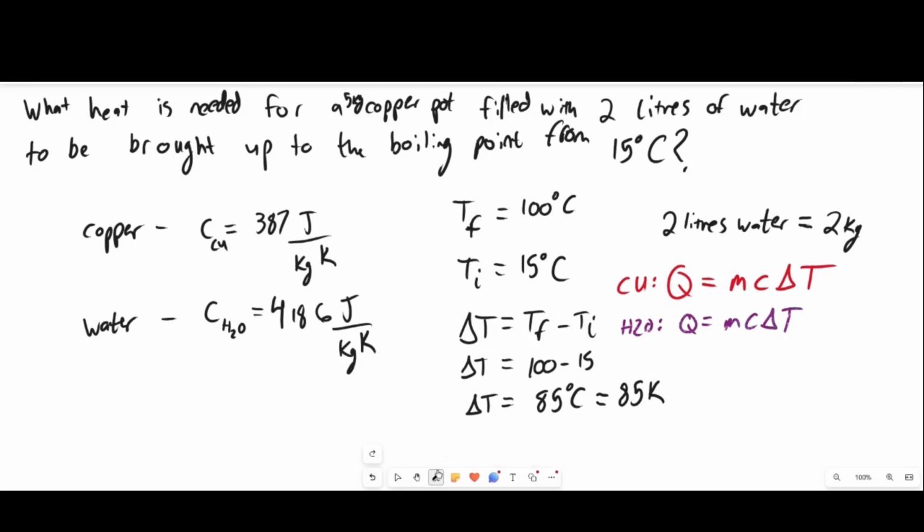And then once we have those specific heats, to get the total heat that we need to input into the system, we'll add the amount of heat we have to put into the pot plus the amount of heat that we have to put into the water in order to get it up to the boiling point. Okay, so let's start with the copper pot.